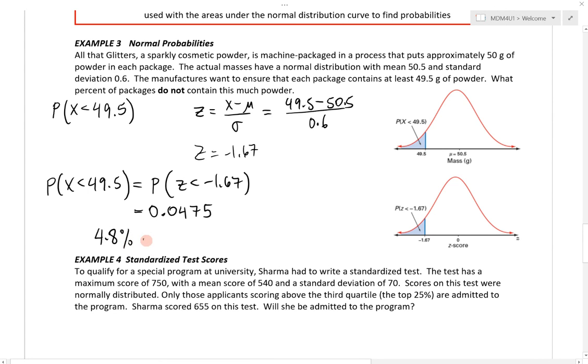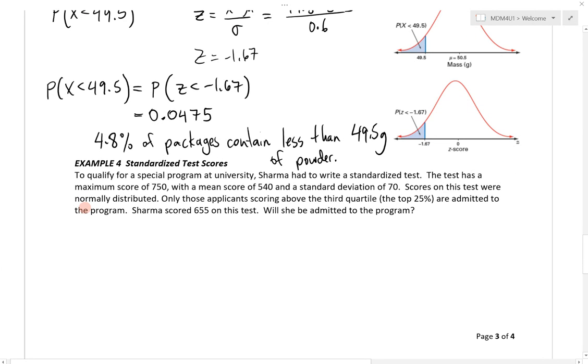of packages contain less than 49.5 grams of powder. Okay.